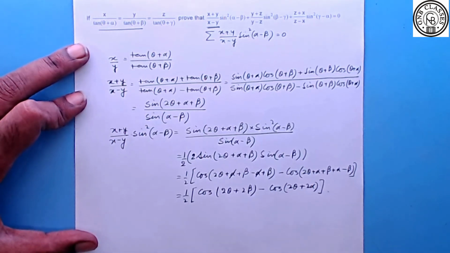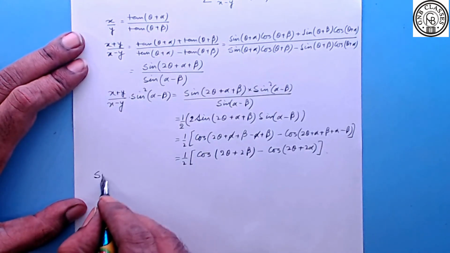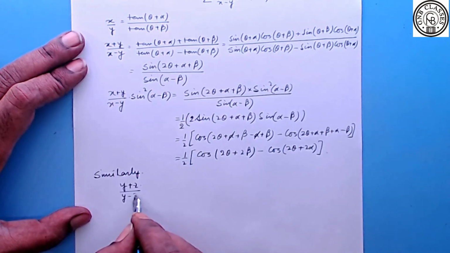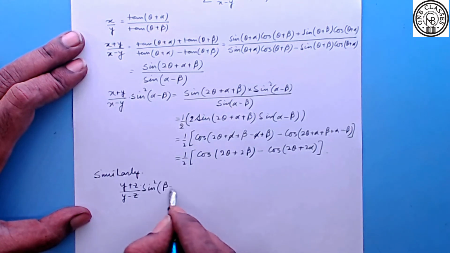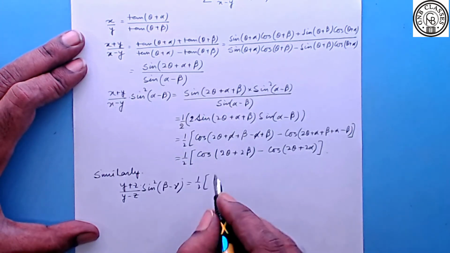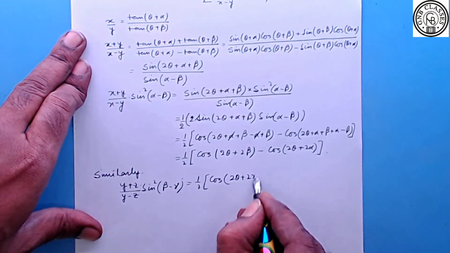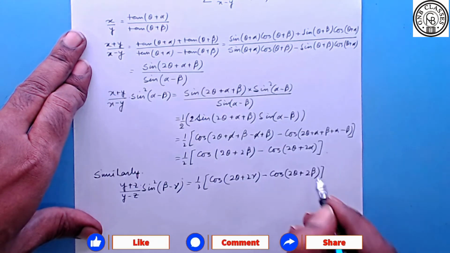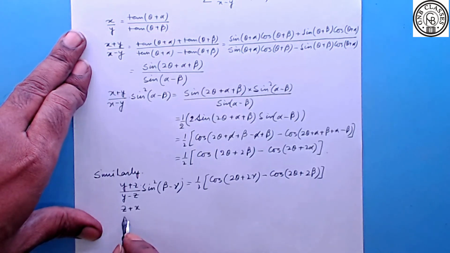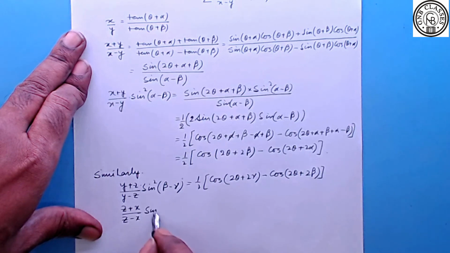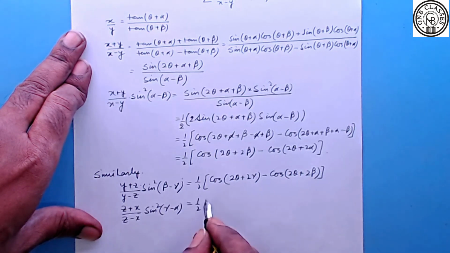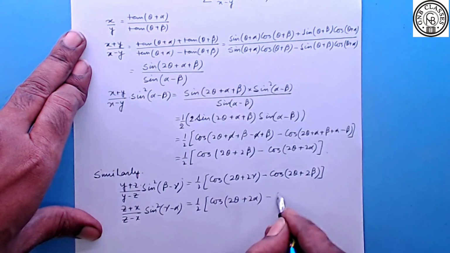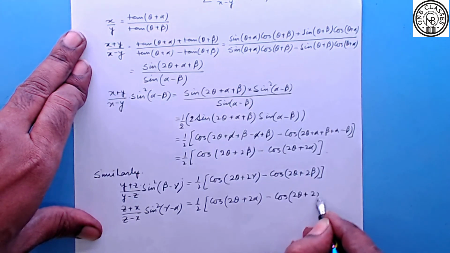Absolutely. Now, similarly we can write y plus z by y minus z sine square beta minus gamma will give you half cos 2 theta plus 2 gamma minus cos 2 theta plus 2 beta, and z plus x by z minus x sine square gamma minus alpha will give you exactly the same thing, cos 2 theta plus 2 alpha minus cos 2 theta plus 2 gamma.